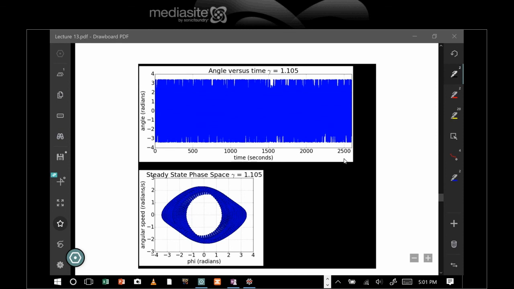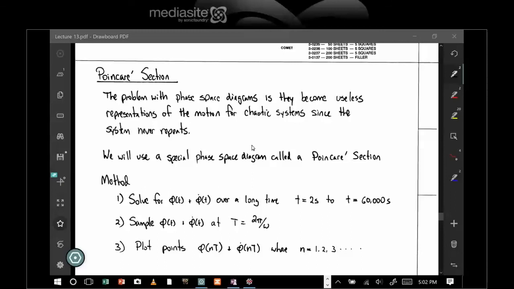Now, when we really look at chaotic behavior, there is no steady state behavior. As I increase the time I do my simulation, I'm just going to fill this thing in. I don't really get a lot of information from the phase space diagram. So I want to be able to describe the chaotic motion in a little different way. I'm going to use a different kind of phase space diagram, called the Poincare section. The phase space diagrams fill in and I can't gain information from it. A Poincare section is basically a sampled phase space diagram.